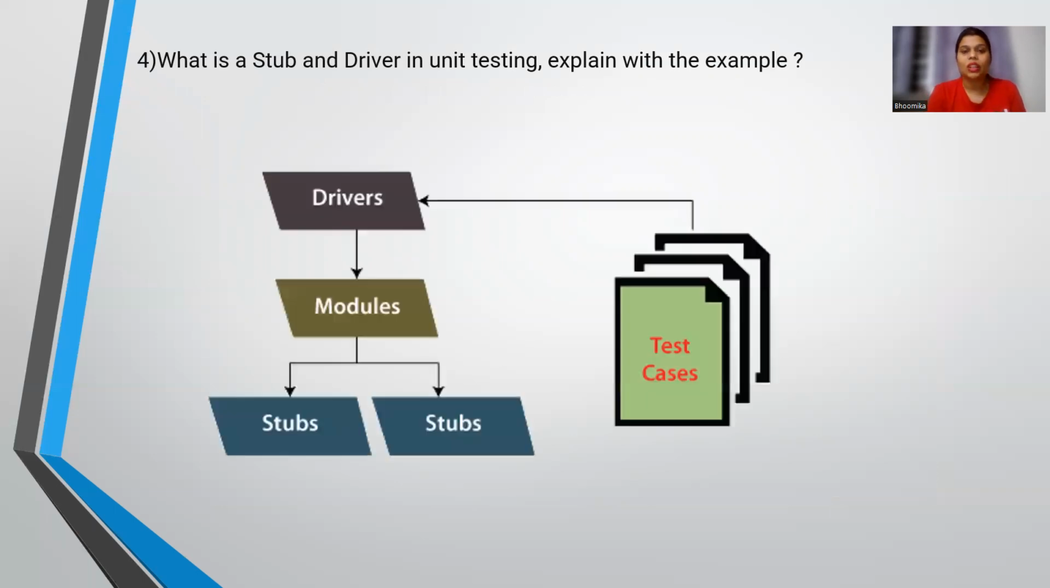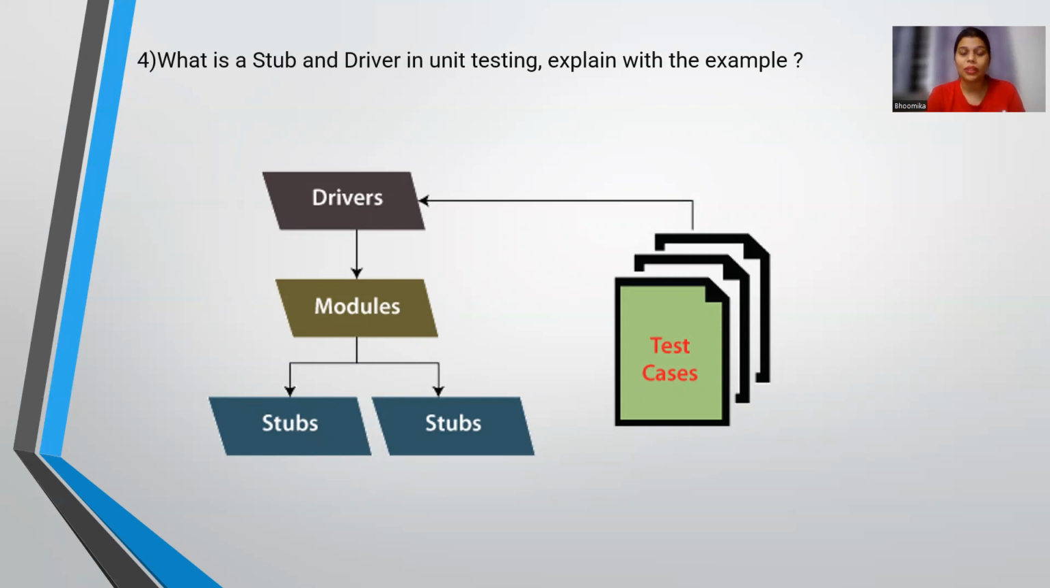So the last question: what are stub and driver in unit testing? A stub is a top-down approach, and a driver is a bottom-up approach. For example, I have one module. Let us assume I have a Facebook login page. I know I have created everything properly, but login is not happening. There may be some misuse of something, or a replacement during the development stages. There will be some bug which is found.